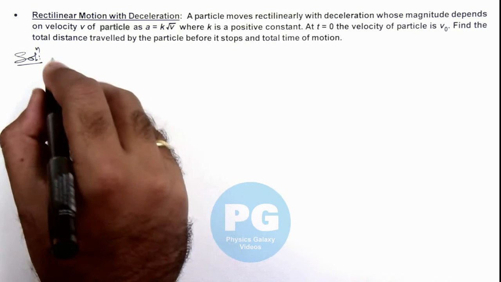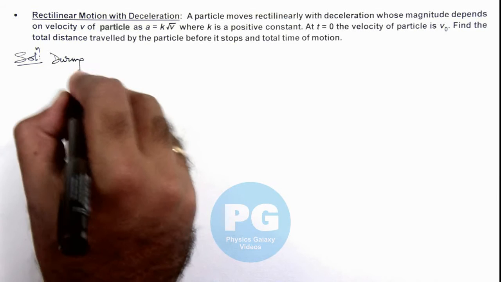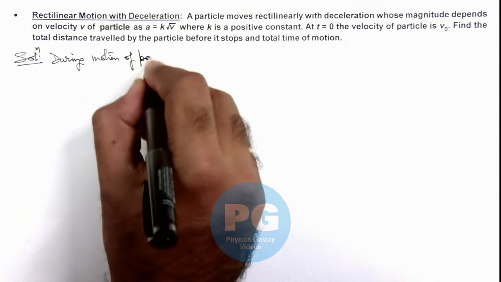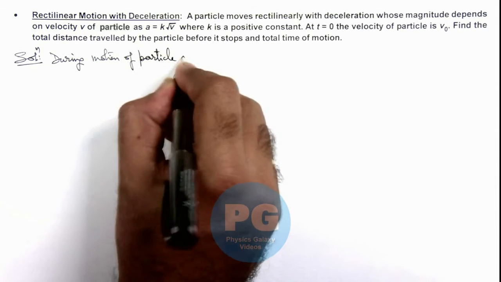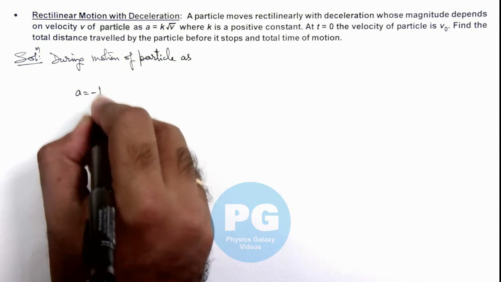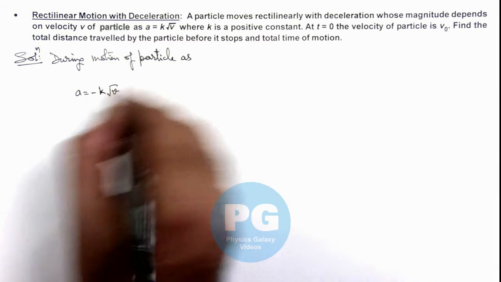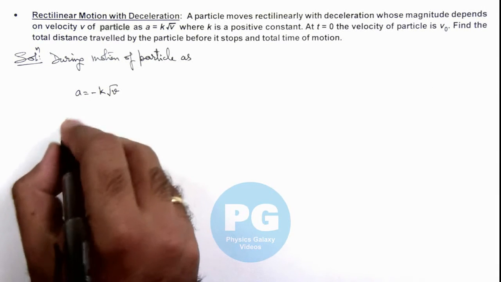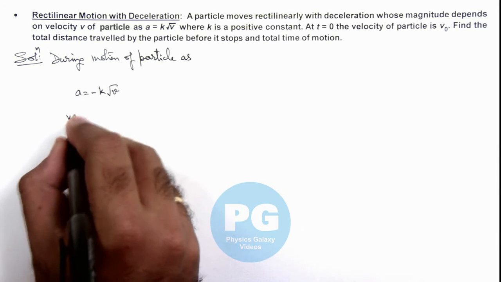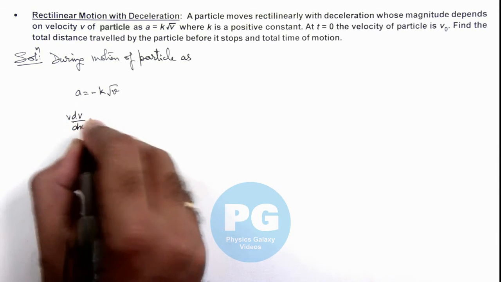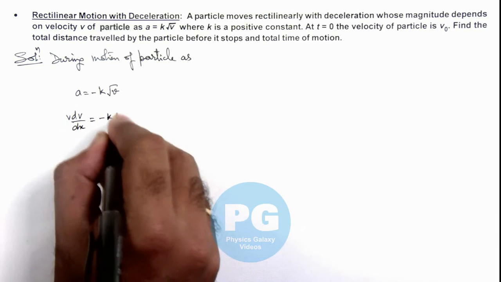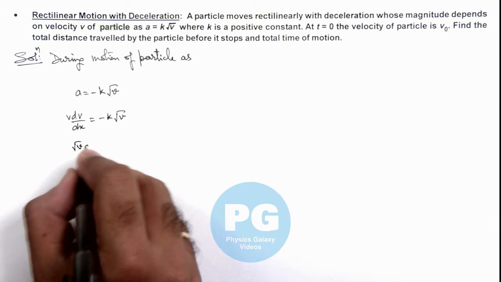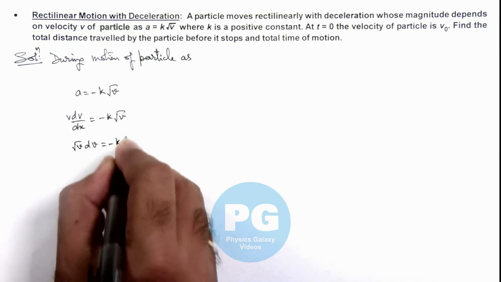So here we can write, during motion of the particle, a is given as minus k√v. Here I have used a negative sign because we are given that it is deceleration. So we can further substitute a as v dv by dx equals minus k√v, and this can be written as √v dv = −k dx.